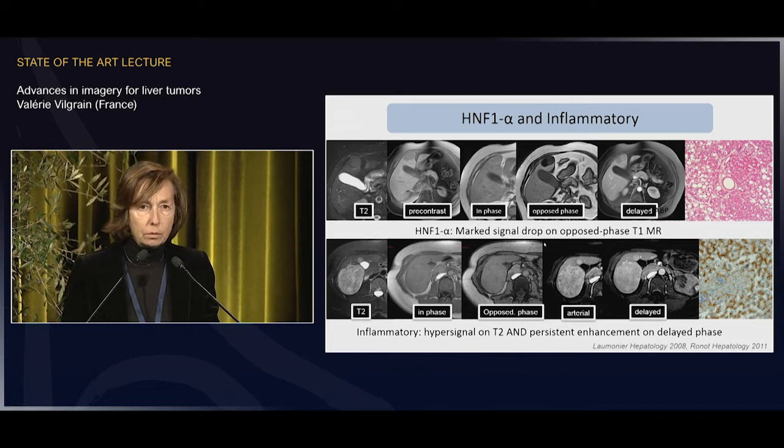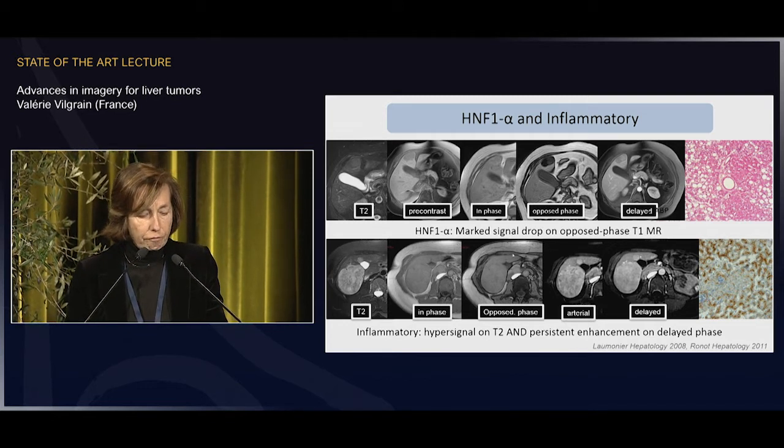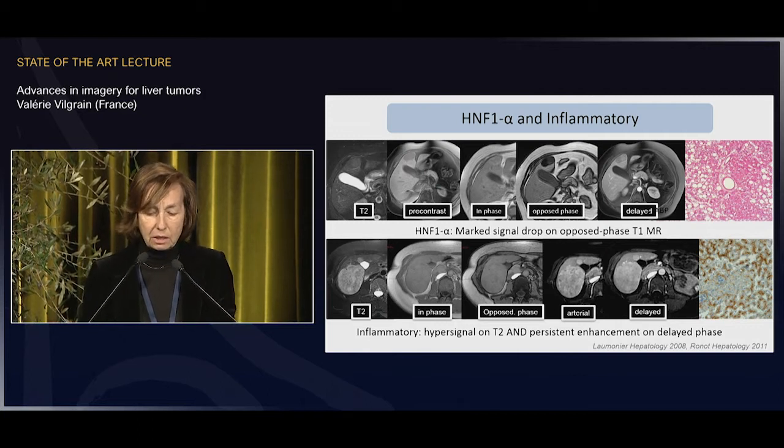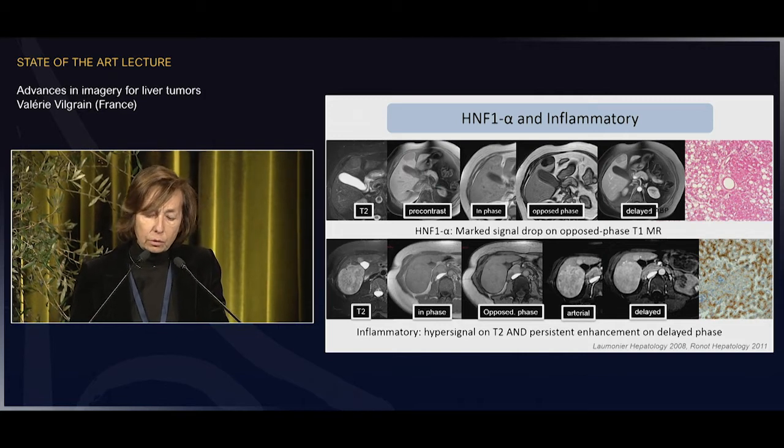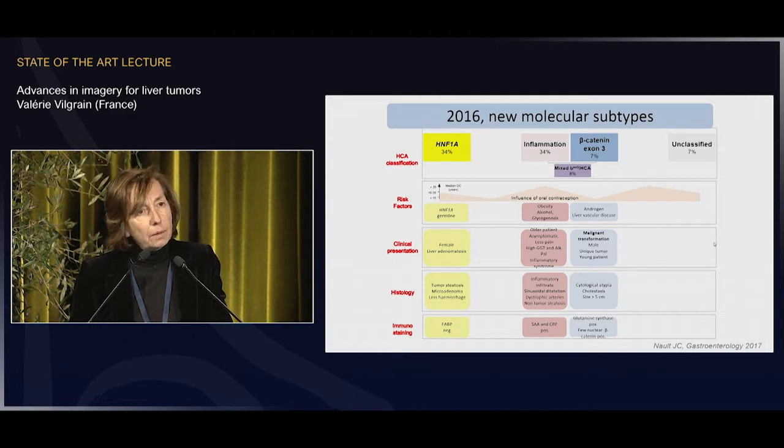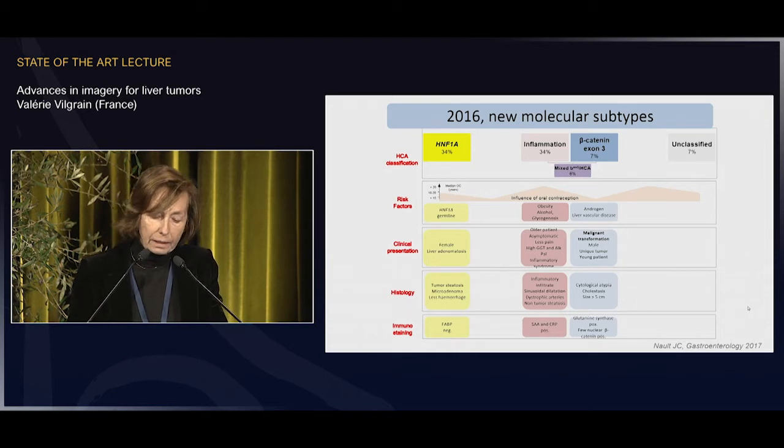At the same time, we are able also to define imaging features of inflammatory hepatocellular adenoma here. For this one, we combine the strong hypersignal on T2 as well as persistent enhancement on delayed images. And you can see here the presence of the fat vacuoles within the cytoplasm of the hepatocellular adenomas, and here the dedicated immunostaining.